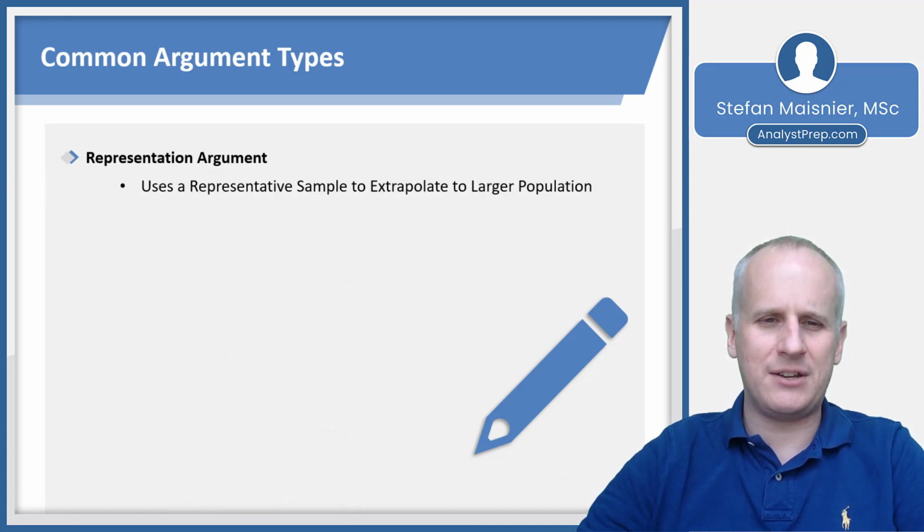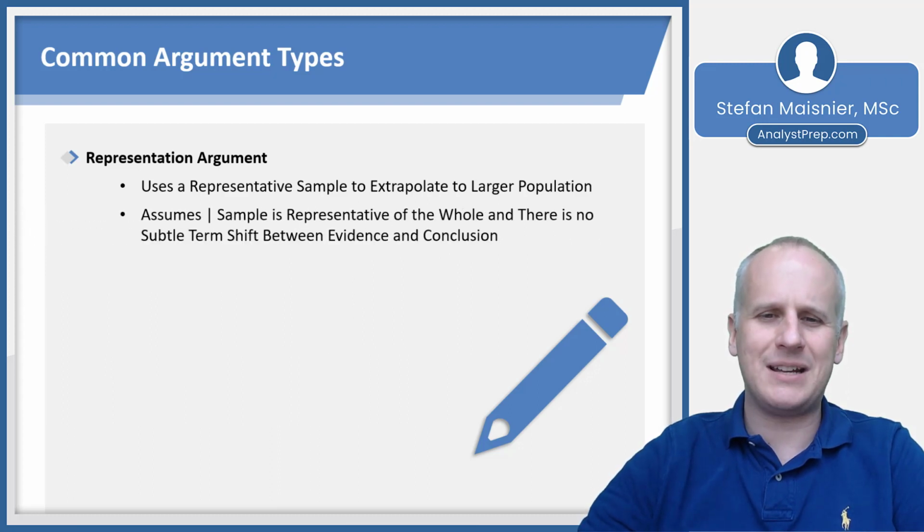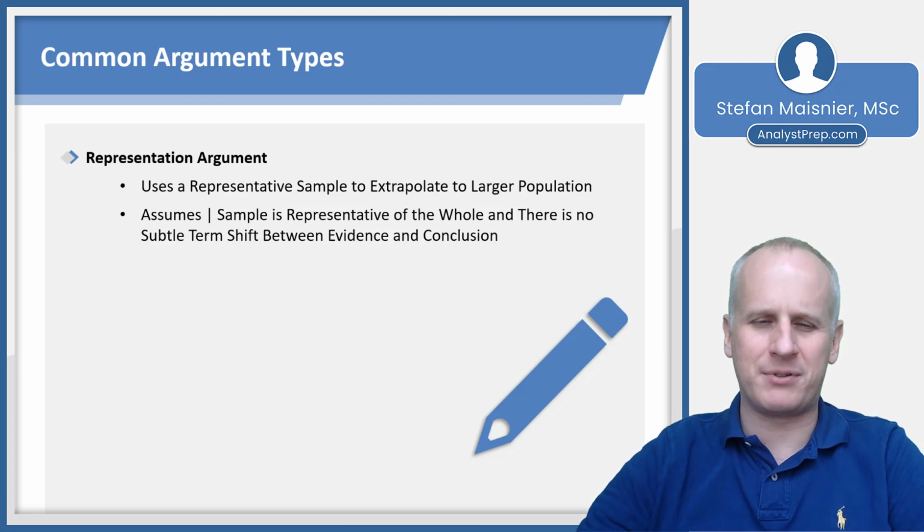Then we come to representation. A representation argument uses a representative sample to extrapolate to a larger population. And your assumption for every representation-based argument is that whatever your sample is, it's representative of the whole, and there is no subtle term shift that would make the sample non-representative between the evidence and the conclusion.